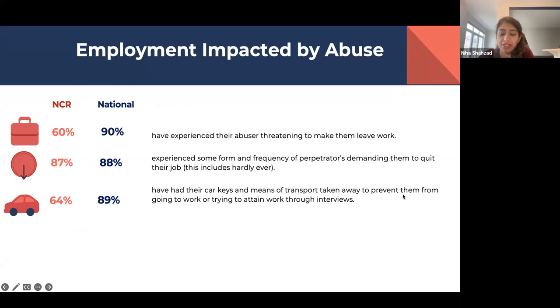So these are different employment factors that were impacted by abuse in the NCR and nationally. 60% in the NCR and 90% of our national study participants experienced their abuser threatening to make them leave work. 87 and 88% experienced some form and frequency of the abuser demanding them to quit their jobs. And then 64% in the NCR and 89% in our national study said that they had either their car keys or some means of transport taken away from them to prevent them from going to work.